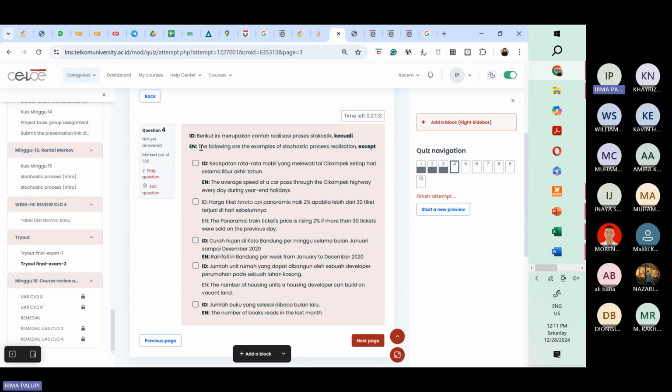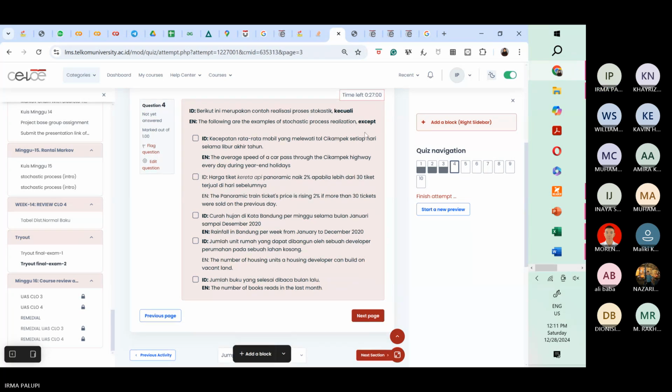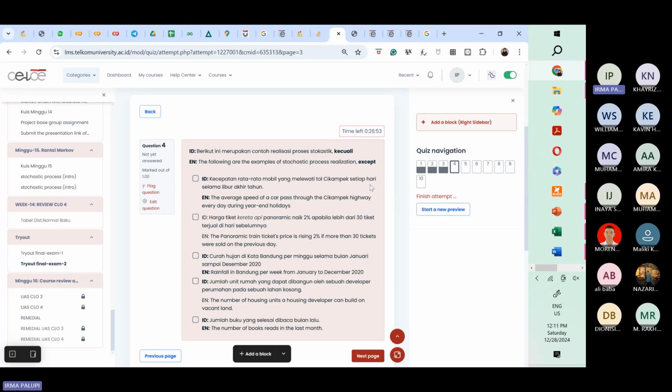Okay, next question. The following are examples of stochastic processes, except. So we choose the incorrect statement, right? Car speed every day. The speed of the car is daily, right? So the state is a continuous state, which is the average of car speed, right? This is correct, right? So we find the incorrect one.